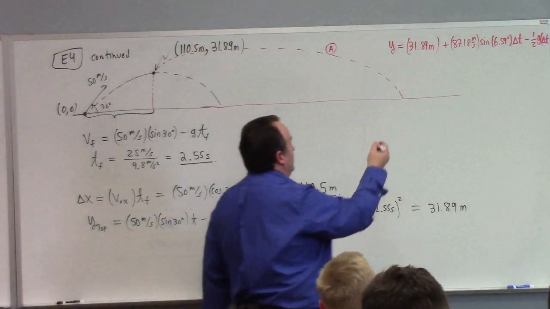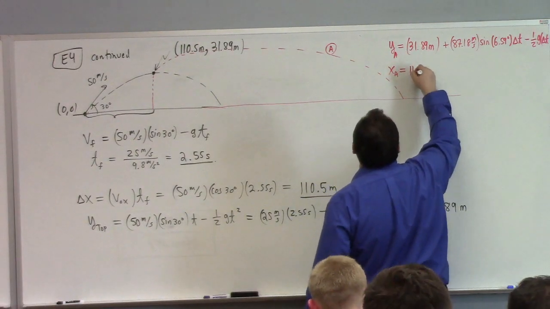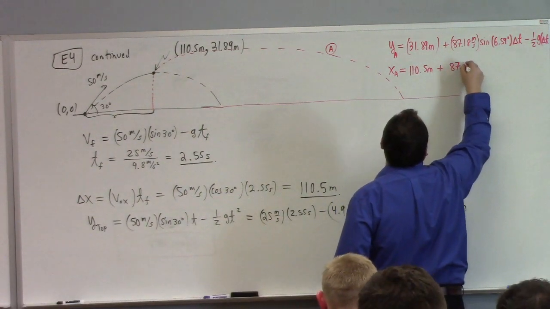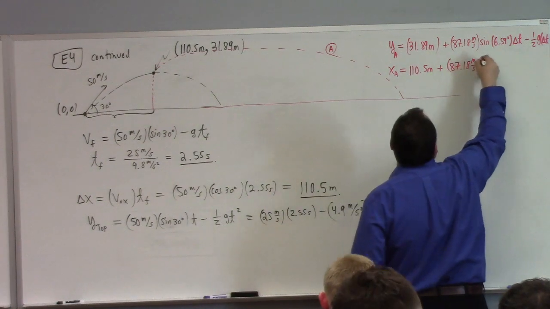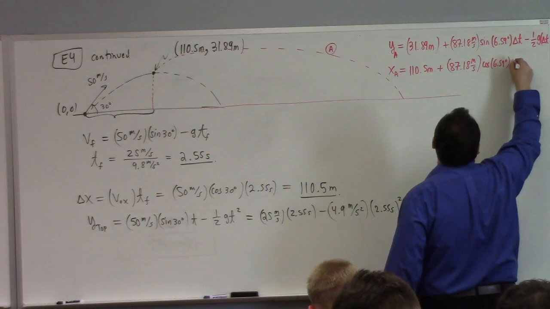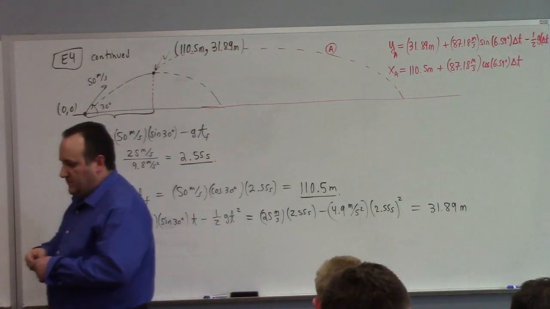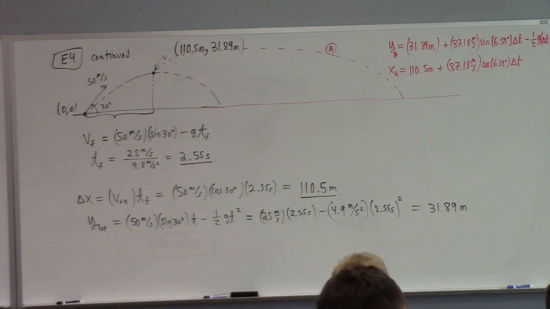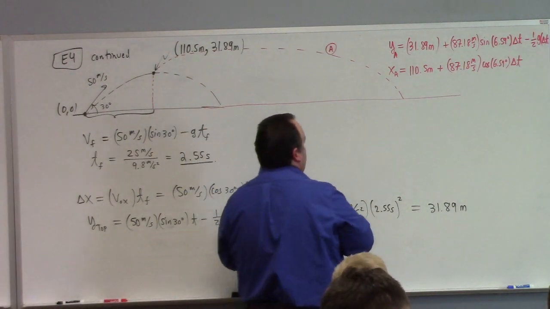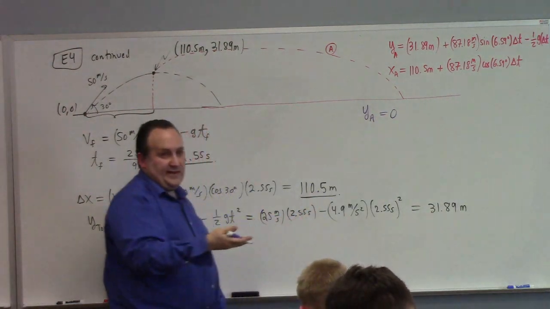What's the x equation for A? It would be 110.5 meters plus VA, which is 87.18 meters per second, times the cosine of 6.59 degrees, times my delta t. So to find where the projectile lands, what do we need to solve? We need to look for basically YA equals zero, right? That's going to tell me where it lands.